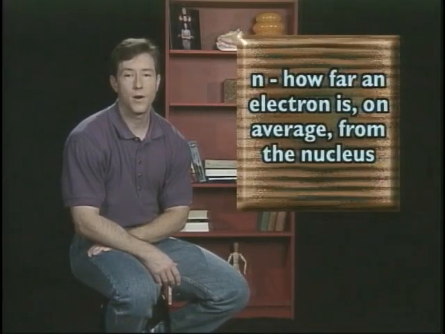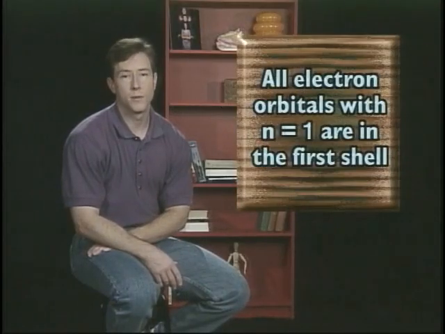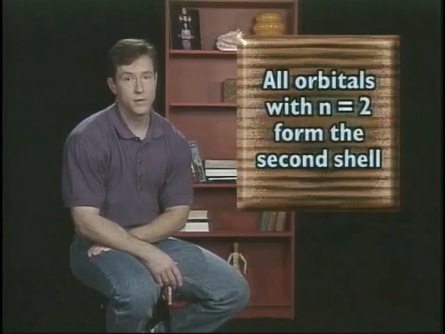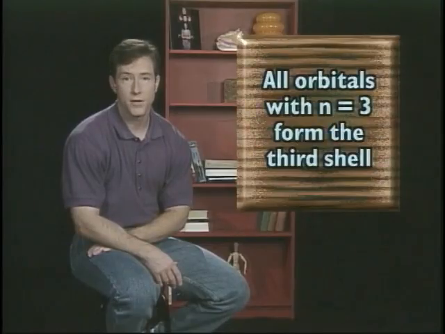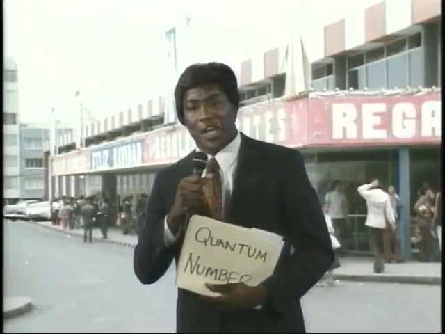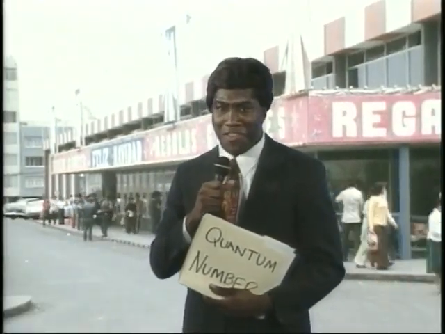A group of orbitals with the same principal, or n quantum number, make up what's called an electron shell. Remember, the n quantum number tells you how far an electron is, on average, from the nucleus. So a group of electrons that are cruising around at the same distance from the nucleus make up an electron shell. All the electron orbitals with a principal, or n quantum number of 1, are in the first shell. All the orbitals with n equals 2 form the second shell. All the ones with n equals 3 form the third shell, and so on. Now let's get into the details of this quantum number thing.